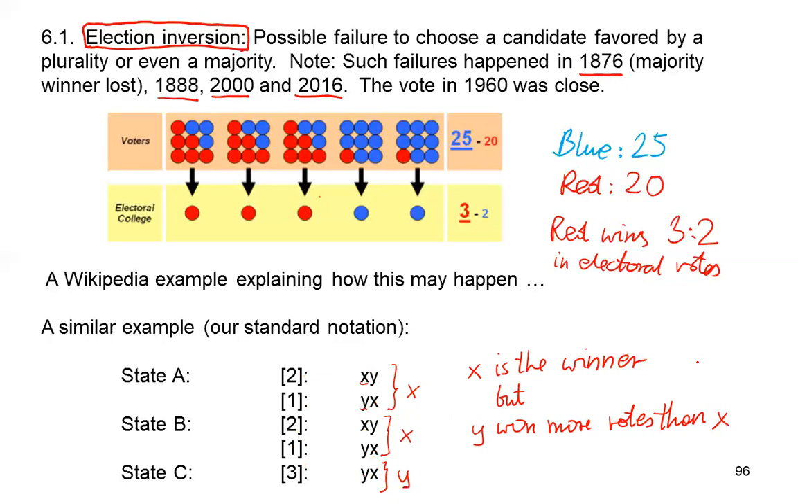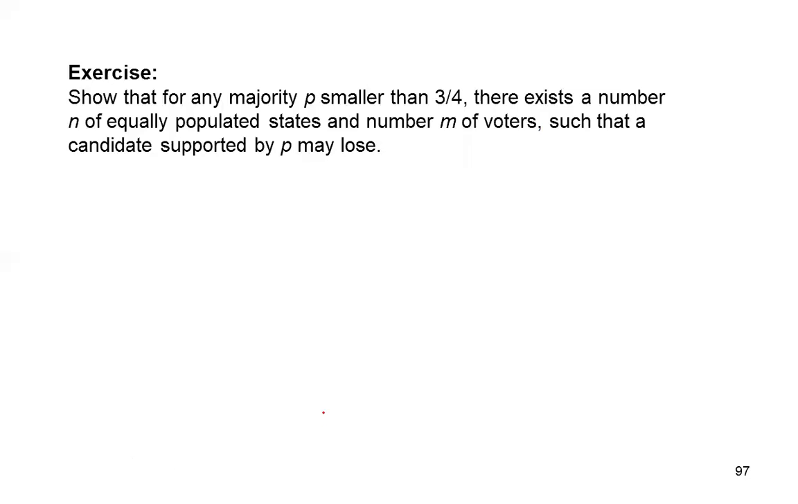And this is pretty disturbing, but actually the problem may be much more serious. And we can ask how serious this problem may be. And it turns out that for any majority P that is just smaller than 3/4, we can easily create an example, some number of states and some number of voters, such that a candidate supported by P may lose. If we have symmetric states, then any number smaller than 3/4 can be reached by the loser, any proportion of votes.